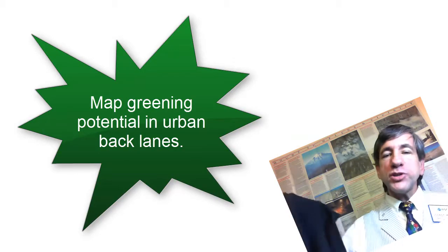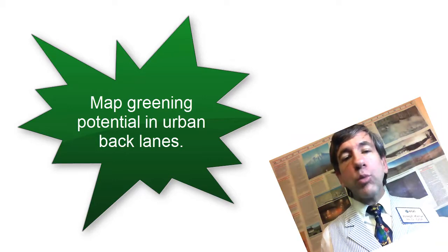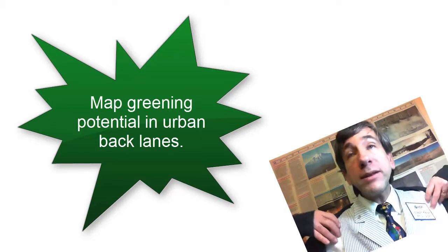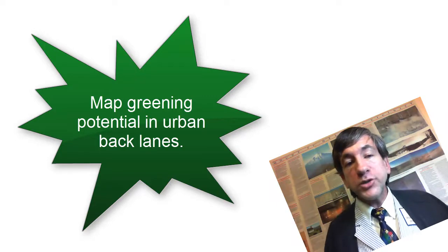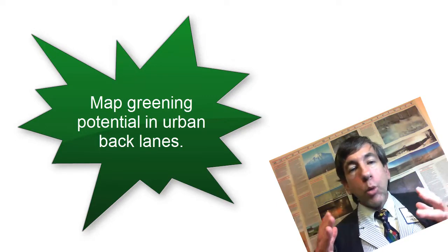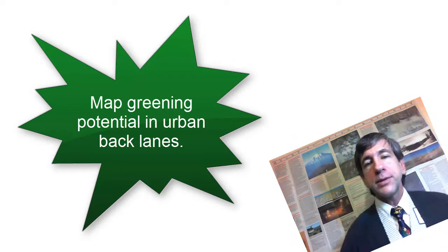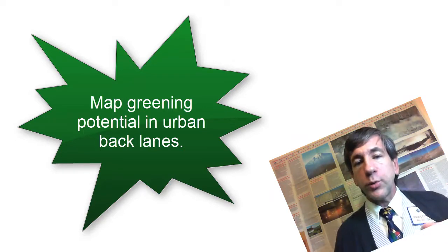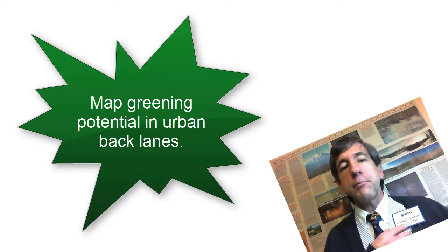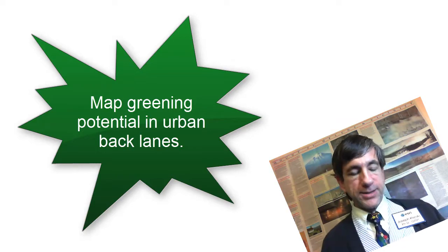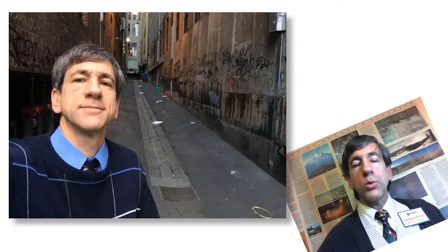Now, many municipal and regional governments identify riparian zones, abandoned rail lines, alleyways, and other places in cities that could be turned into greener, more livable places. The city of Melbourne is also interested and has identified and mapped greening potential in its many back lanes and alleyways. These lanes at present are often undesirable and litter strewn. One of them is shown here.